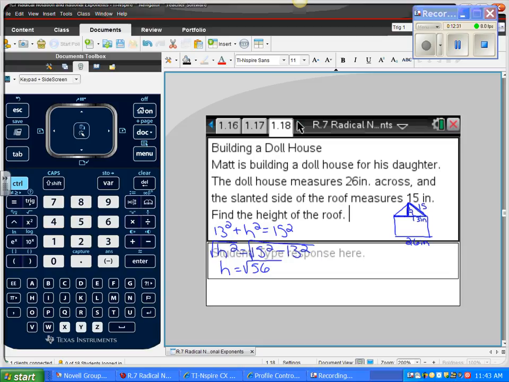Okay. And then h is about 7.5 inches. Okay. So the height of the roof is about 7.5 inches. All right.